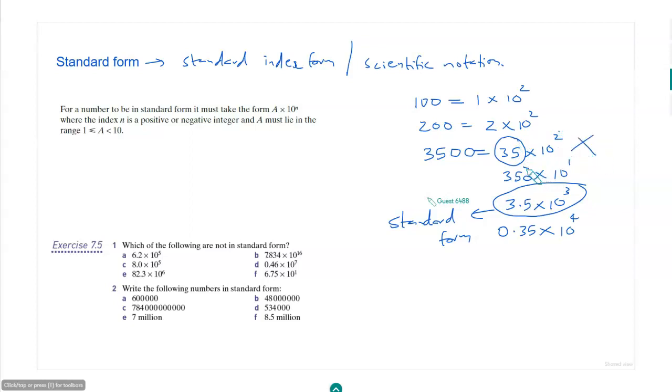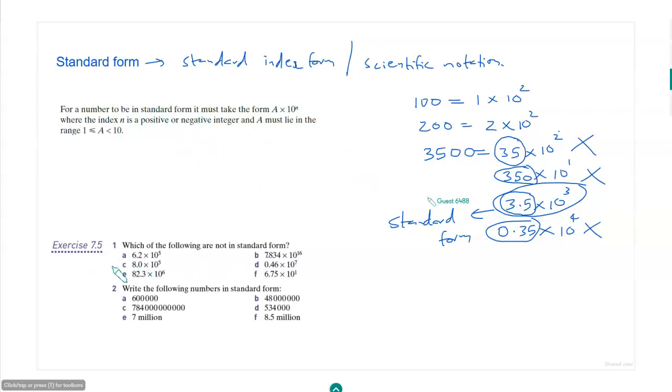Similarly for this one. So for standard form, this number should be between 1 and 10. It can be equal to 1, but it should be less than 10. So this is called standard form.